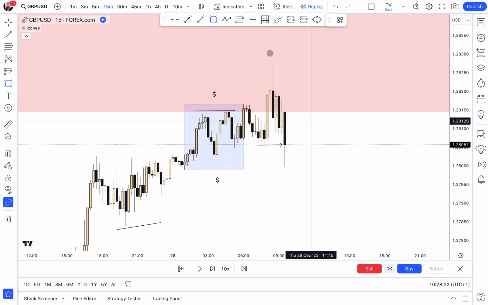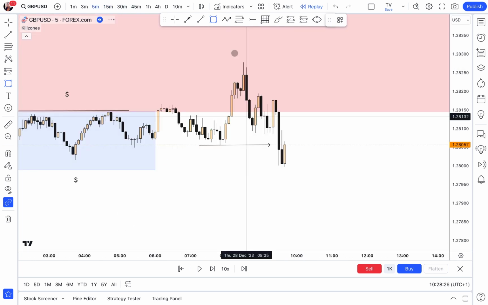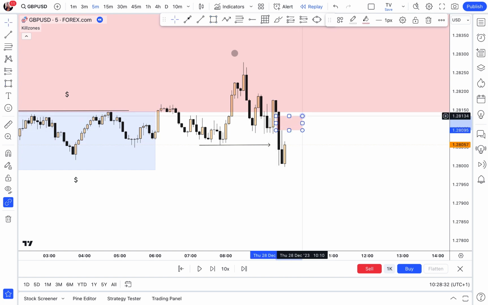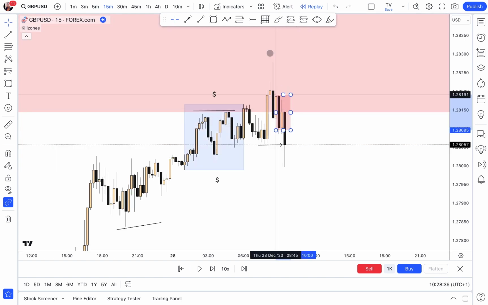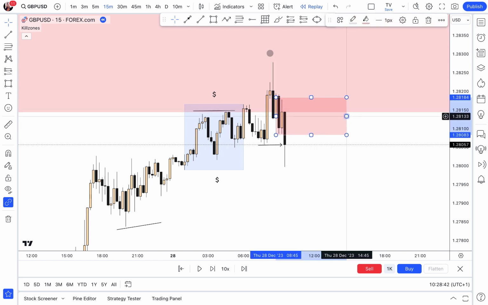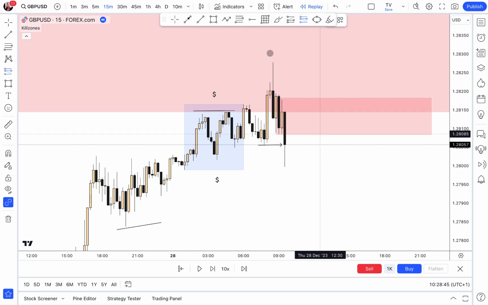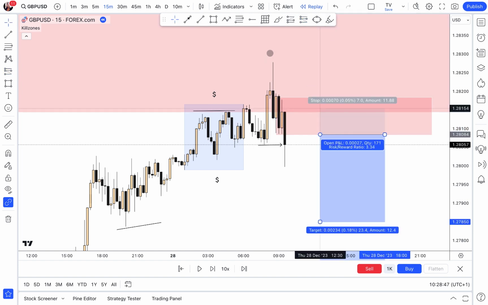What we need to do now is to find our supply zone or imbalance level to take our sell trade from. So as you can see, on the 5 minutes time frame, market left behind this imbalance, which is also on the 15 minutes time frame, which is also this supply zone right here. Okay, so now I can possibly take a sell trade from this level right here.